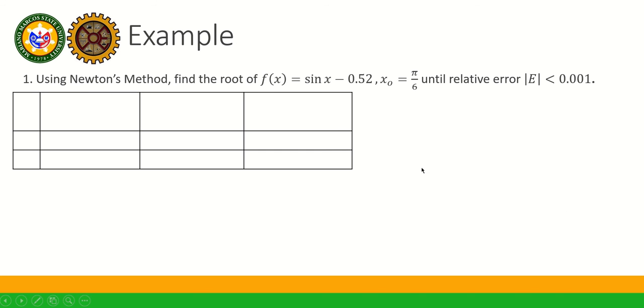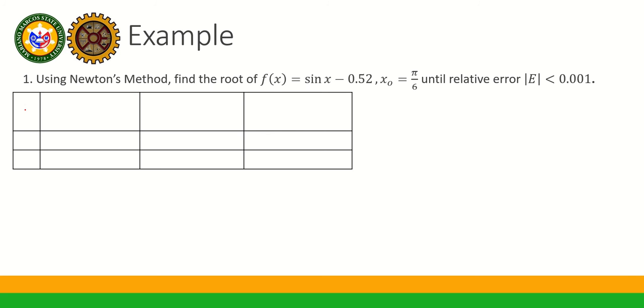Okay, so let's have example number 1. So, using Newton's method, find the root of f of x equal to sine x minus 0.52, where x sub 0 is equal to pi over 6 until relative error e, absolute value of e, is less than 0.001. So, meron tayong table dito.